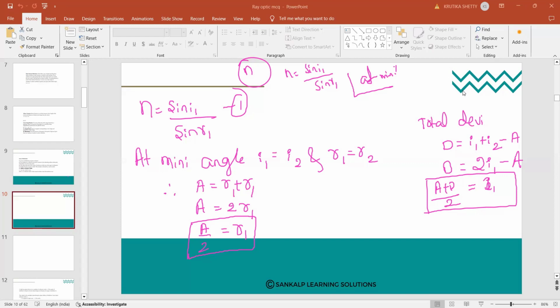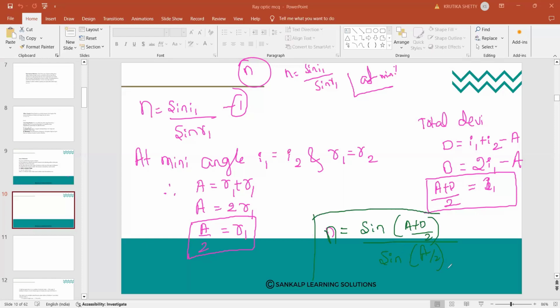Okay, so the R1 value is there. Let us substitute in equation 1 and see what we get. Equation 1 is n equals sine of I1 by sine of R1. So just substitute the I1 and R1 values. n is equal to sine of the I1 value. What is the I1 value? It is A plus D divided by 2, divided by sine of the R1 value, which is A divided by 2.